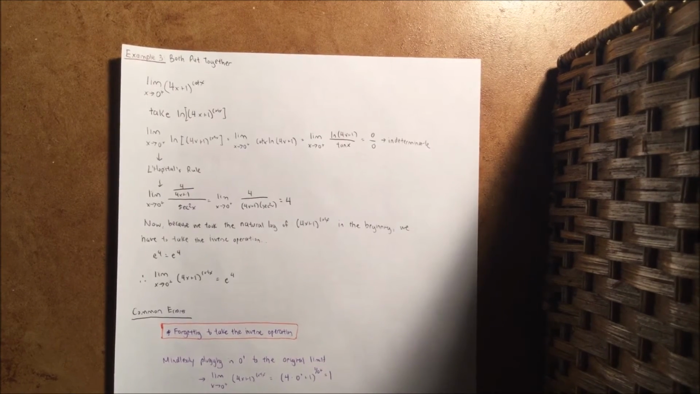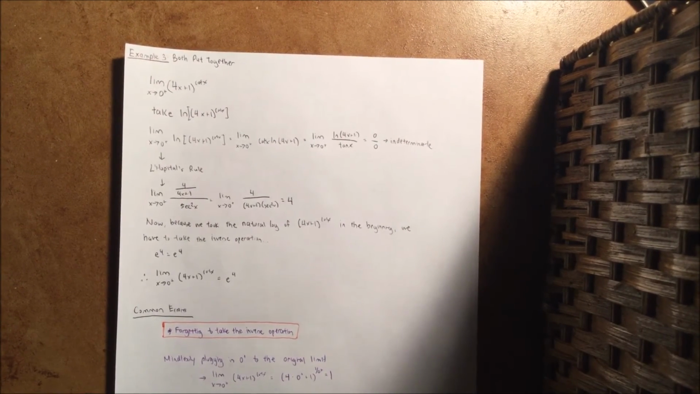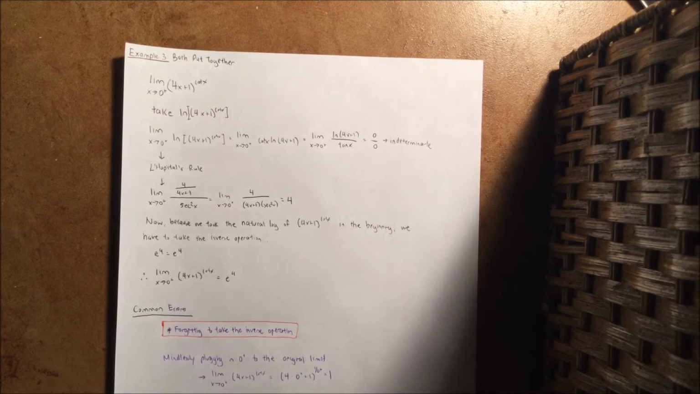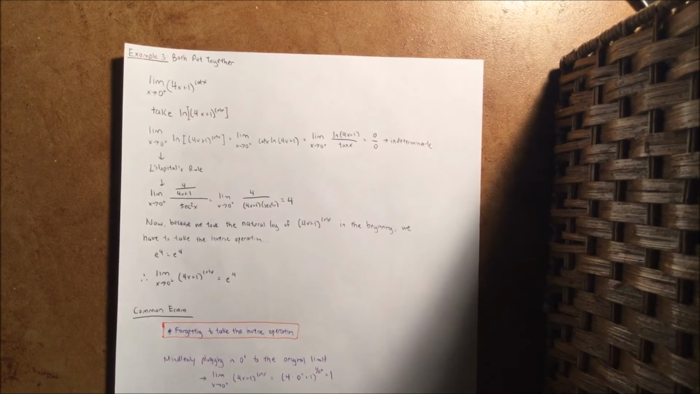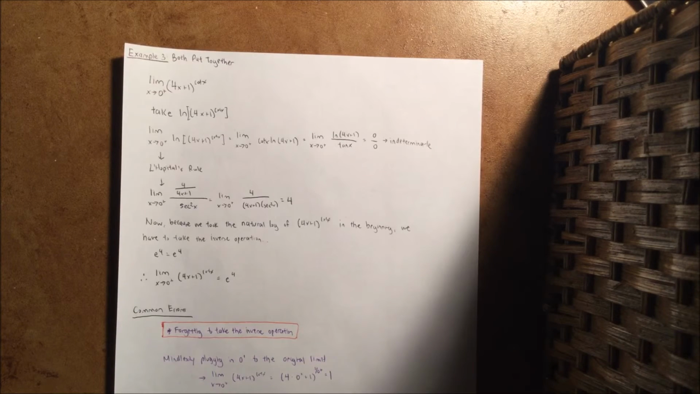Now, because we took the natural log of 4x plus 1 to the cotangent x in the very beginning, we have to take the inverse operation, similar to problem 1. This is e to the 4th power, and therefore the limit as x approaches 0 from the right of 4x plus 1 to the cotangent x is equal to e to the 4th.